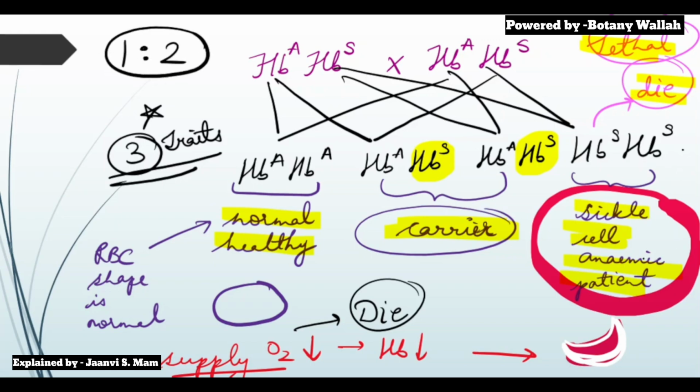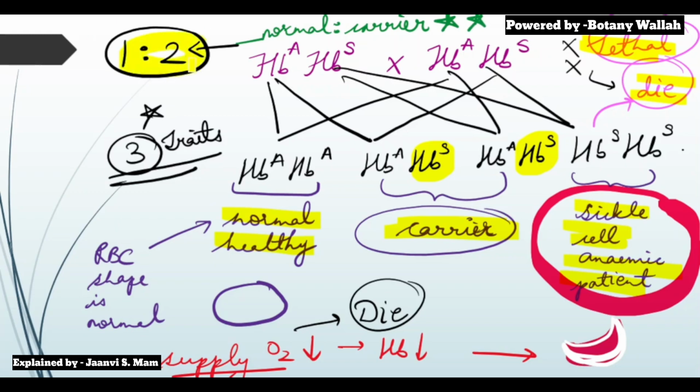Because the person who is dying, we don't calculate in the ratio. We just have to calculate normal is to carrier. So this is the ratio for normal is to carrier. We have just one normal, we have two carriers. So 1 is to 2 is the ratio.